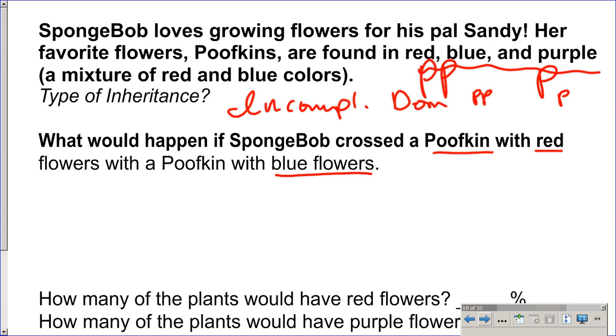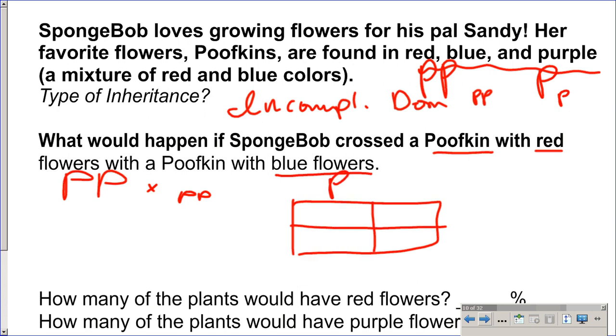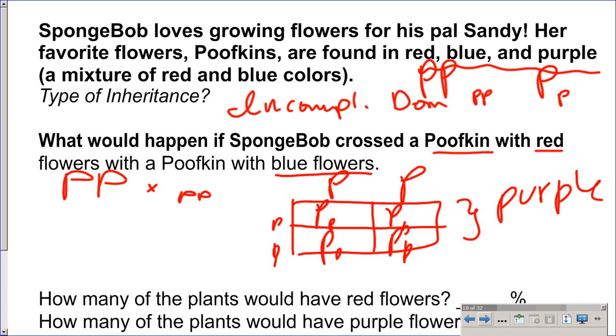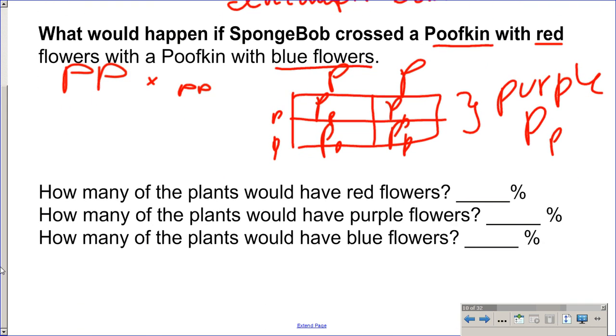So a red poofkin is going to be big P, big P, and a blue poofkin is going to be little p, little p. So when you cross these in a Punnett square, what are all of these? Big P, little p, big P, little p, big P, little p, big P, little p. So all of these are going to be purple. They all have the big P, little p genotype. So how many of the plants would have red flowers? None. How many would have purple flowers? 100%.